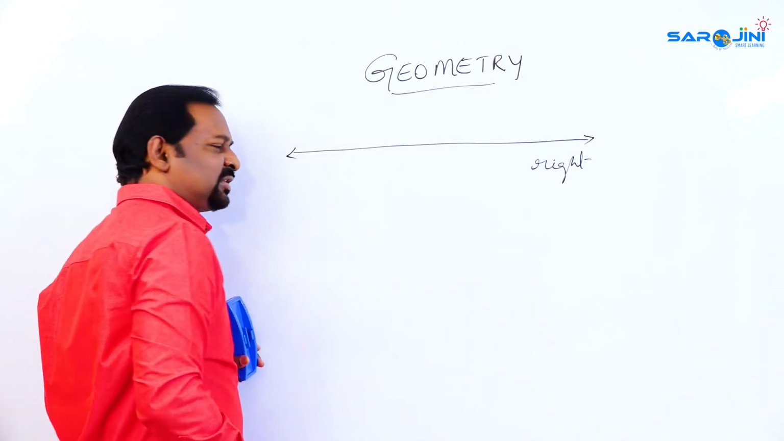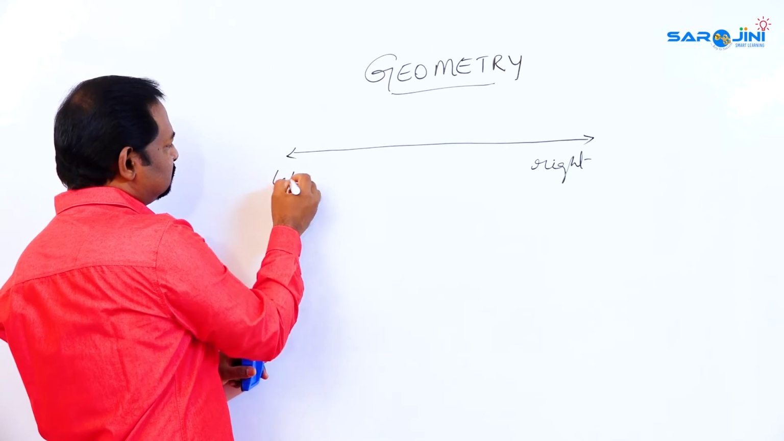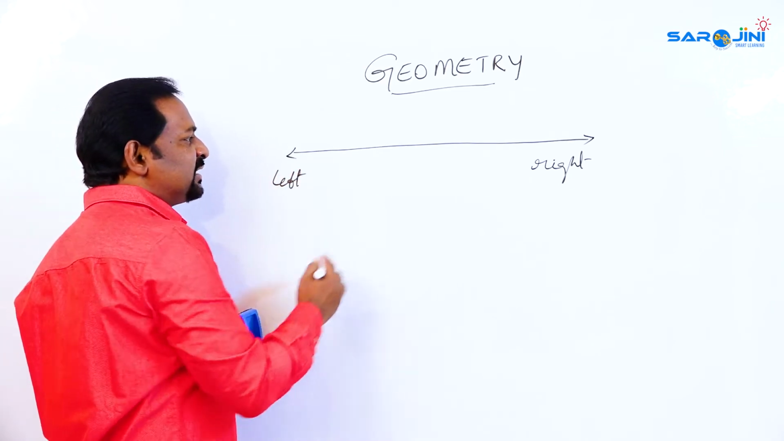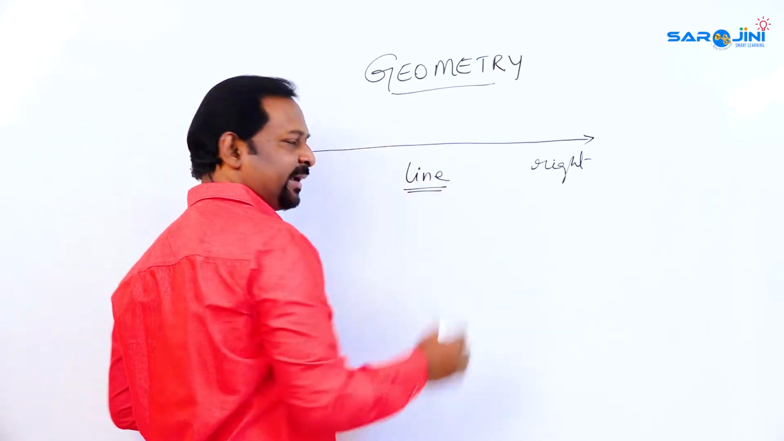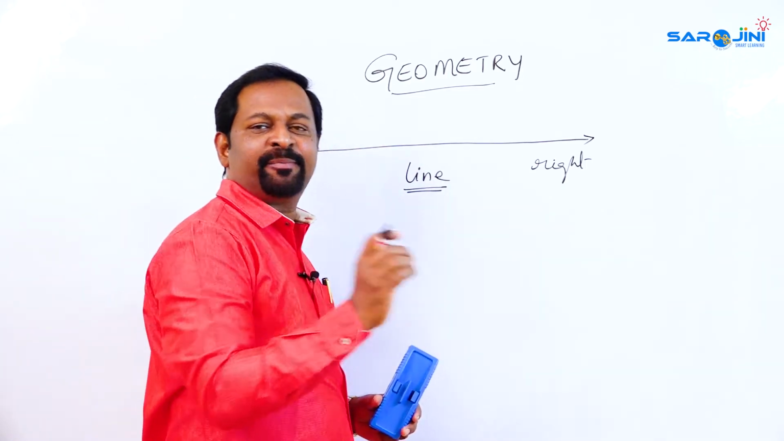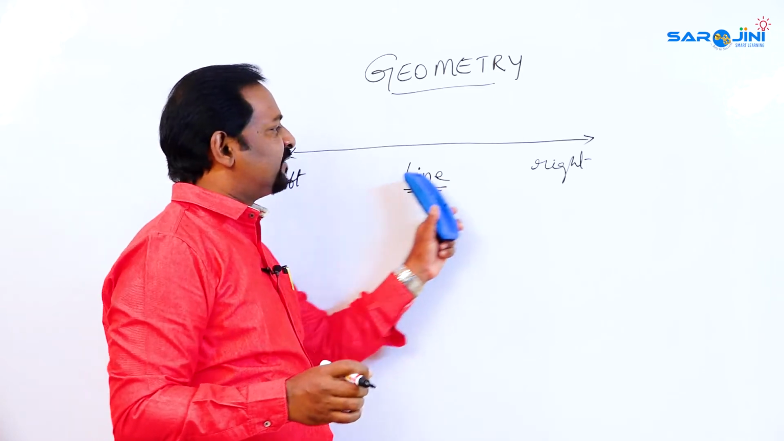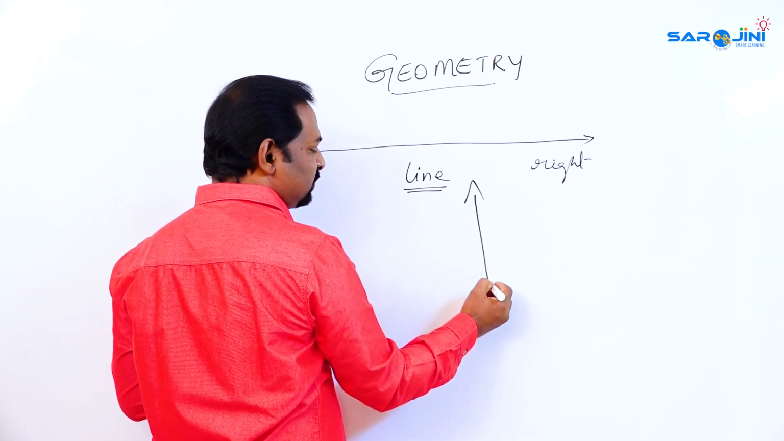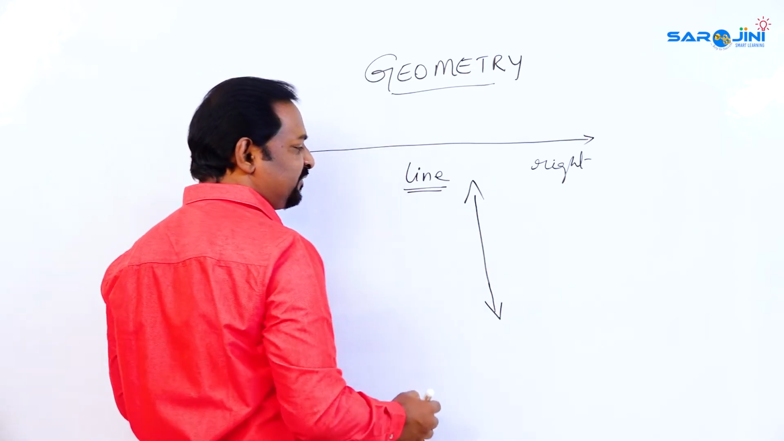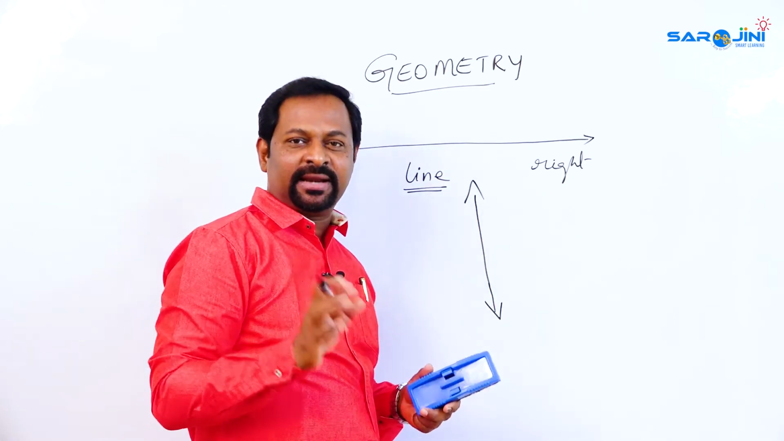There is no extent for that. So here you can extend up to maximum. So this is called a line. Line has no end point. Simple one. A line has no end point. It will go towards the right, or upward, or downward without any stop, without any break. That is called a line.